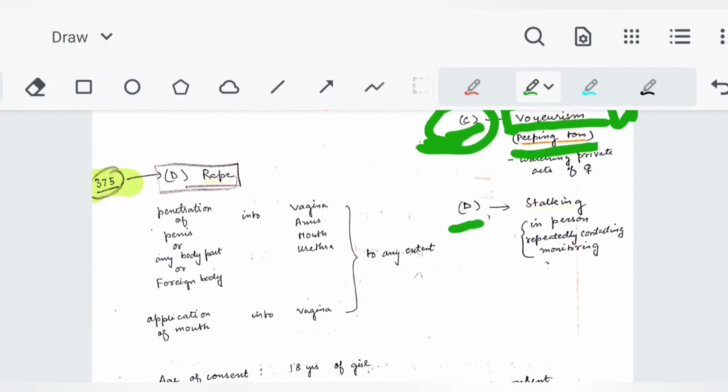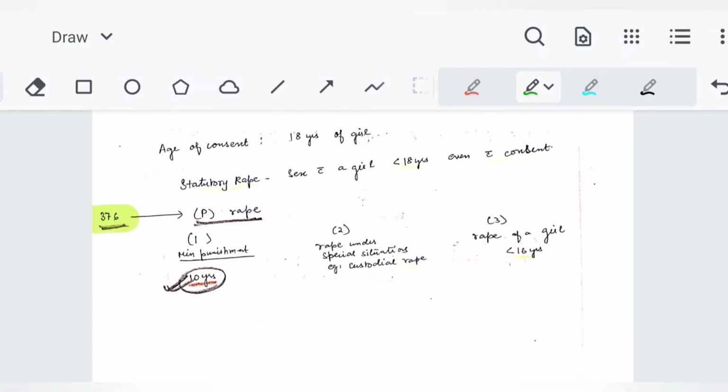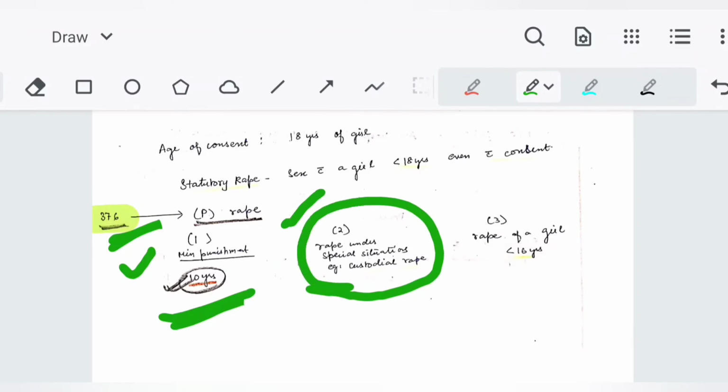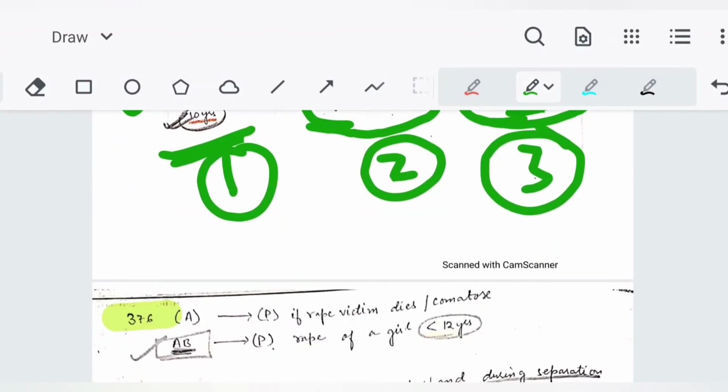Okay. Now 375 is the definition of rape. Punishment of rape we already saw. So the minimum punishment is 10 years, and rape under special situations, that is custodial rape, and also rape of a girl less than 16 years. So these are dealt by other clauses, like clause 1, clause 2, clause 3, like that. Okay.